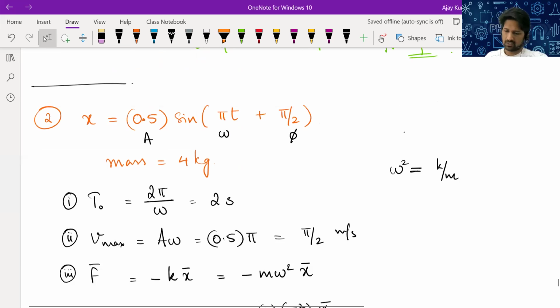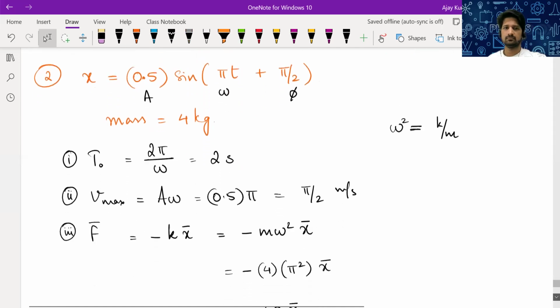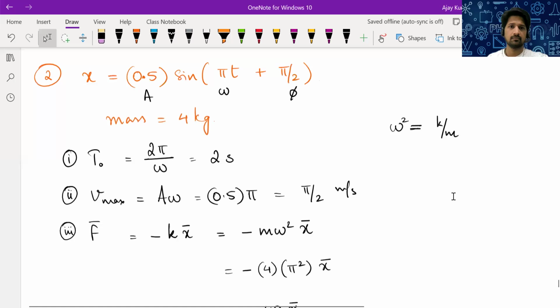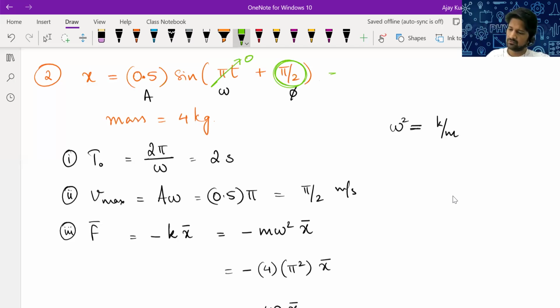Now, based on the given equation, you all tell me, where is this particle initially? Initially means at t equal to 0, what is the position of this particle? X is equal to 0.5. It is at the positive extreme. You can tell that simply based on the phase constant. The phase constant here is plus pi by 2. Now, for which initial position do you have a phase constant of plus pi by 2 for the sine function? Positive extreme.